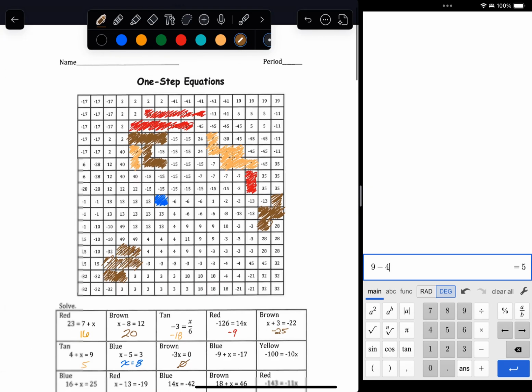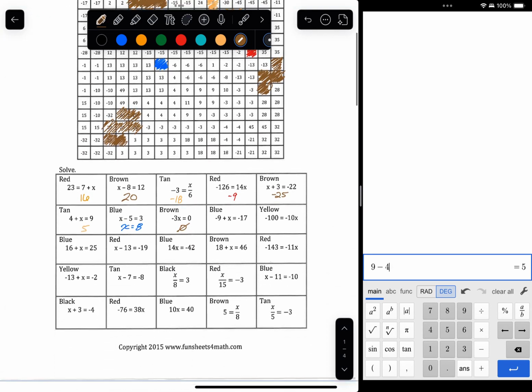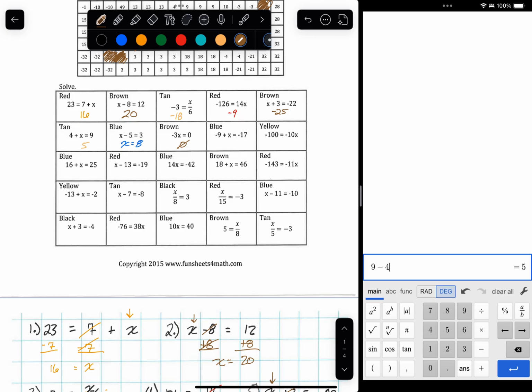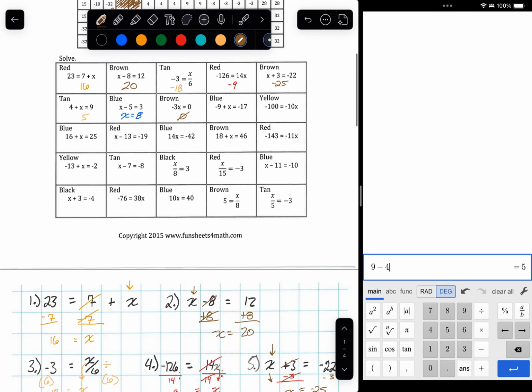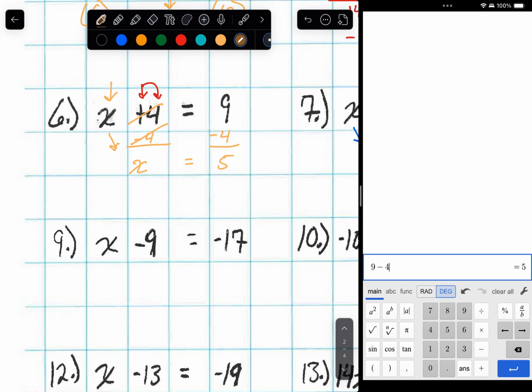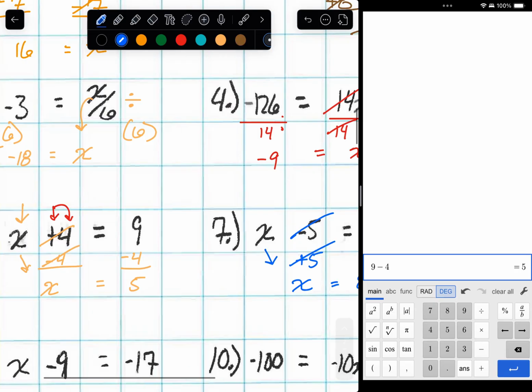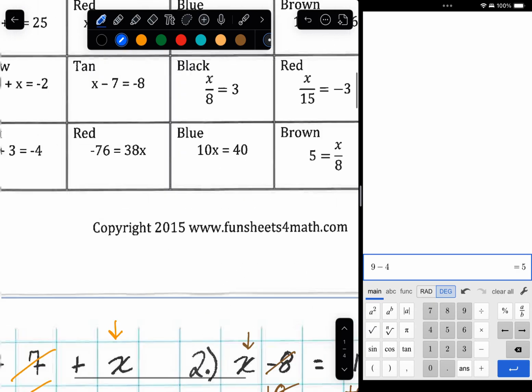Okay. I think you guys have enough information. I'll do 2 more, and then you can finish the rest. So negative 9 plus x equals negative 17. I probably rewrote that to where x is on the edge. And instead of saying negative 9 plus x, I just wrote x minus 9 is equal to negative 17.